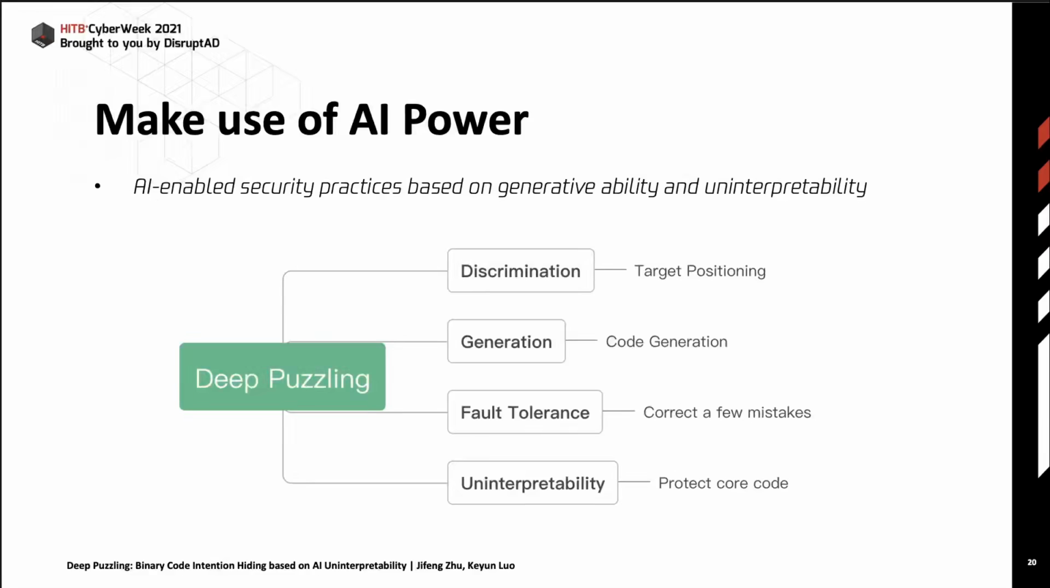Considering the cognitions above, we are the first to propose AI-enabled security practices based on the generative ability and uninterpretability of the AI. Combining the characteristics of AI and security can give us a higher level perspective on the current security situation. We hope to make full use of AI's discrimination power, generation ability, fault tolerance, and uninterpretability characteristic, so as to explore the possibility of artificial intelligence-powered attack and defense.